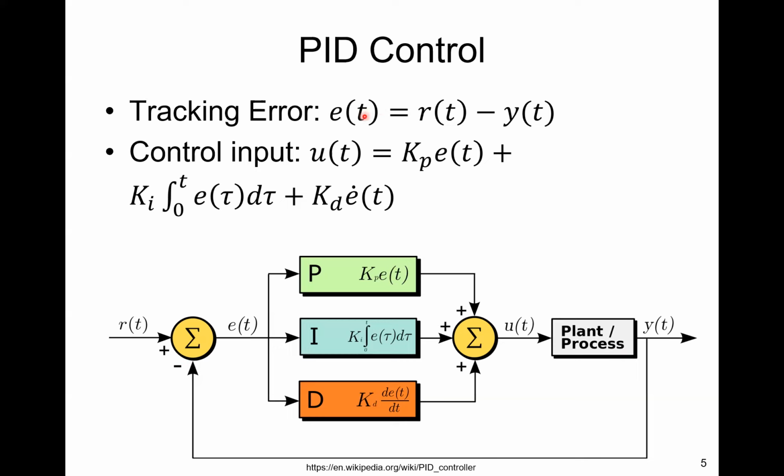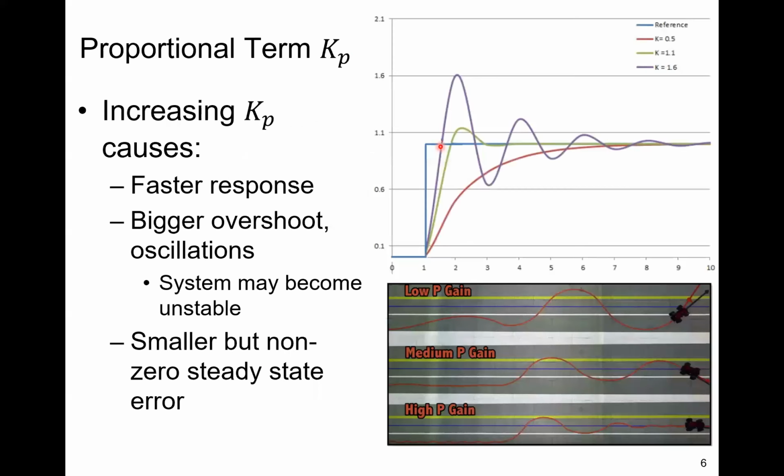So from the equation here, error equals reference minus the measurement Y. So if the error is positive, it means that your output Y is too small. So you need to increase the control input. Here, the Kp, Ki, Kd are typically all positive. And vice versa, if your error is negative, you need to reduce the control input.